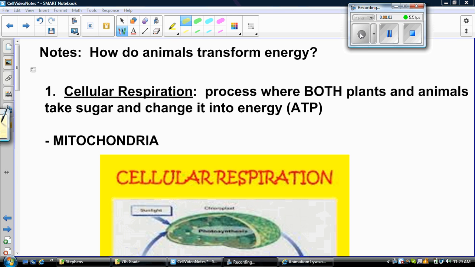Okay, so now we're still going to talk about how energy is transferred within a cell through different processes. So now we're going to talk about how animals transform energy, and we're going to specifically talk about cellular respiration. Okay, so this goes with learning target number 10.